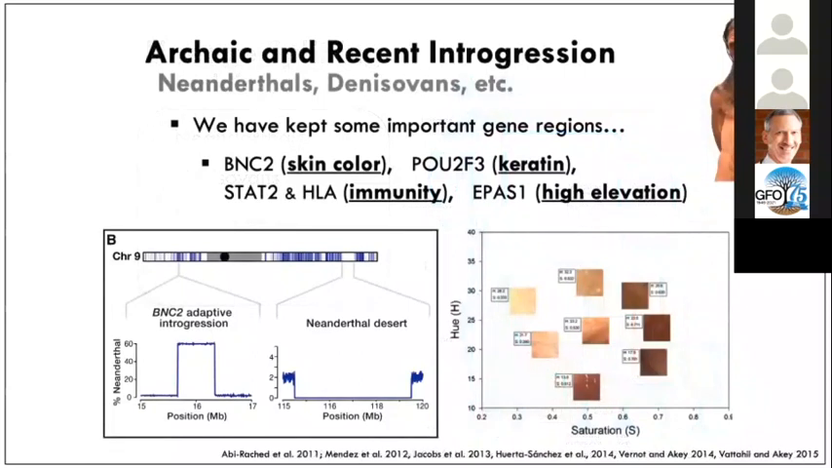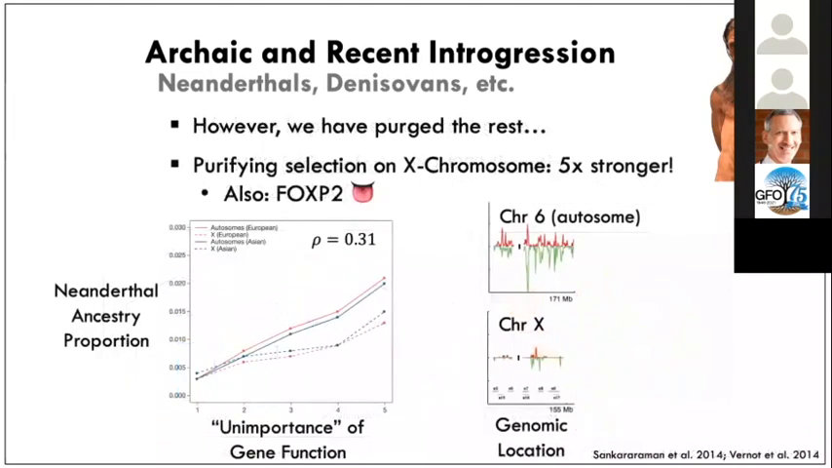So for Neanderthals, what's really interesting is, yes, we've kept some of their ancestry. We've kept some of the important gene regions. So if you look at the actual genetic material that we retain, it tends to be genes that are important for things like skin color and hair, keratin, immunity genes, which may have been important in the early days of the last glacial maximum. And then in Denisovan admixture with people in Tibet, there's this adaptation for high elevation as well. And so you find these blocks of nuclear DNA, islands of nuclear DNA, but for the most part, we've purged everything else.